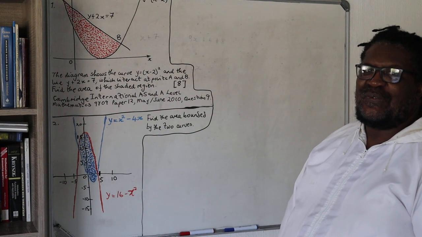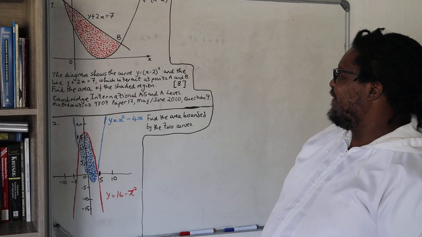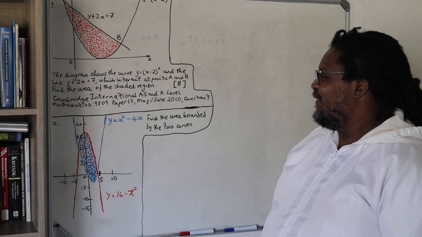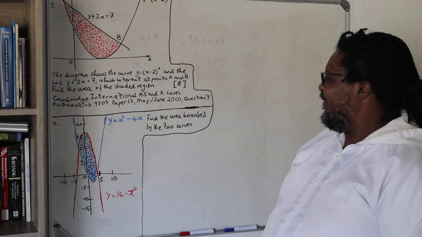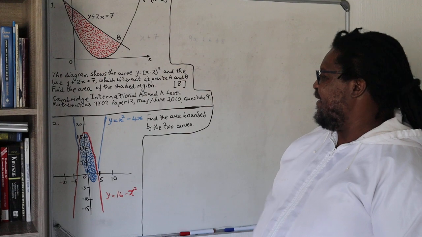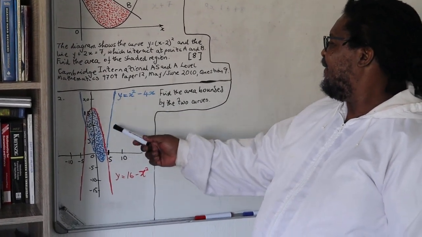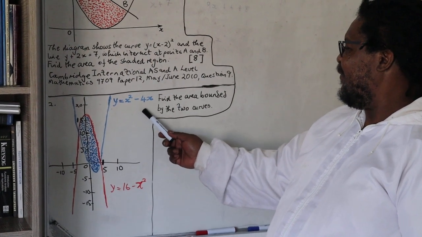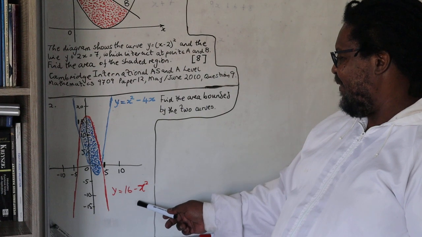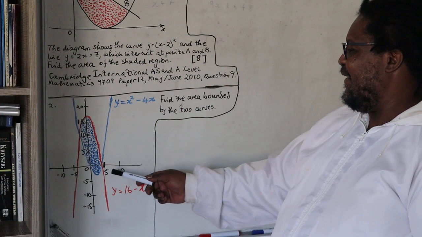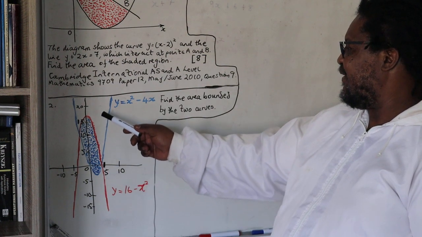We are now going to be looking at question 2. Most of the preliminaries were said when we did question 1. So it's the same application but different curves. We have got a diagram here which shows a curve y is equal to x squared minus 4x, and another curve which is looking down, y is equal to 16 minus x squared, and they require you to calculate the area bounded by the two curves.